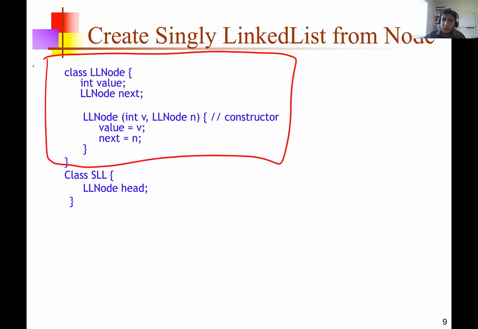Are we done? Well, because head is of type LL node, then you are good, because LL node will have the chain itself. Maybe the only thing that remains is to declare a constructor and some methods. But as far as instance fields are concerned, this is the only thing you want.